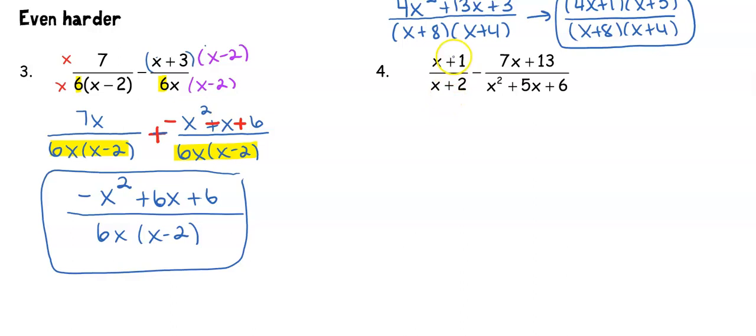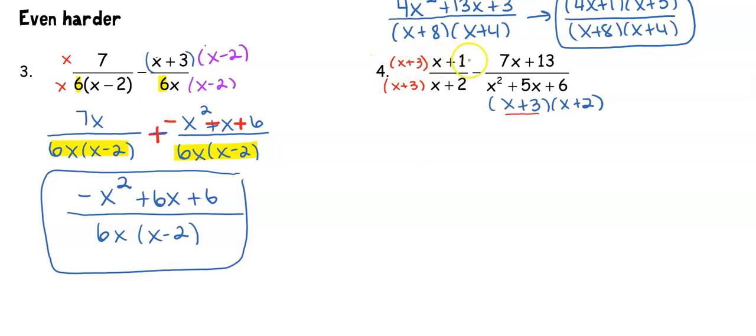All right, our next one, x plus 1, x plus 2, nothing factorable there. When I look at the second piece, our denominator, we're looking for numbers multiplying to 6 and adding to 5. That's 3 and 2. We look at our denominators. This one is x plus 2, this is x plus 2 and x plus 3. So the first one is missing this x plus 3. I'm going to multiply top and bottom to get that common denominator.